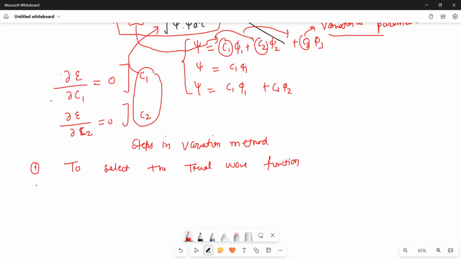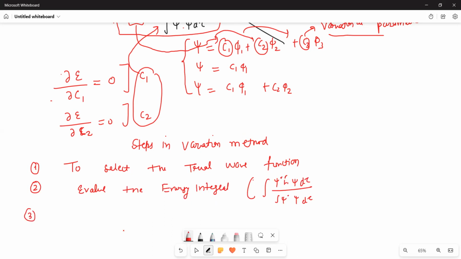Okay. Second, evaluate the integral. Evaluate the energy integral. Here you can mention the integral in the bracket. Integral psi H cap psi divided by integral psi star psi d tau. Okay, in the second step, you will evaluate the integral.